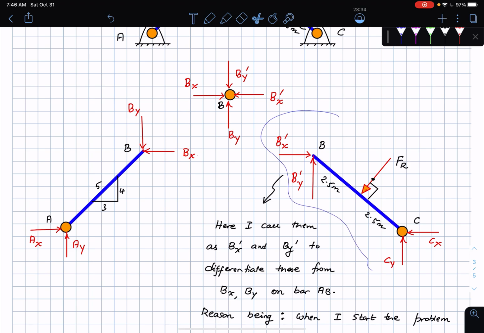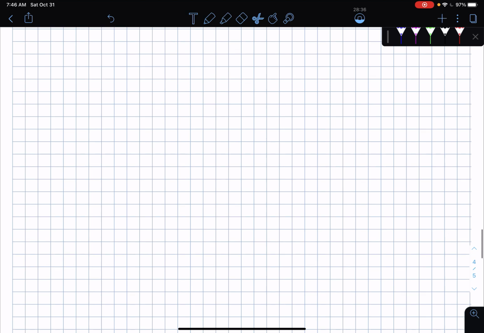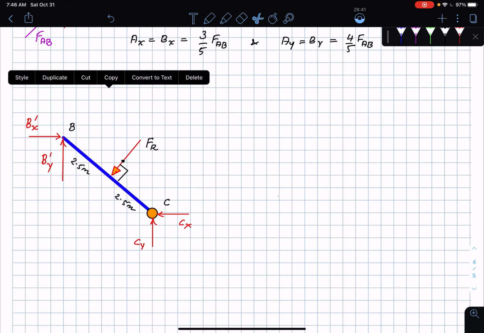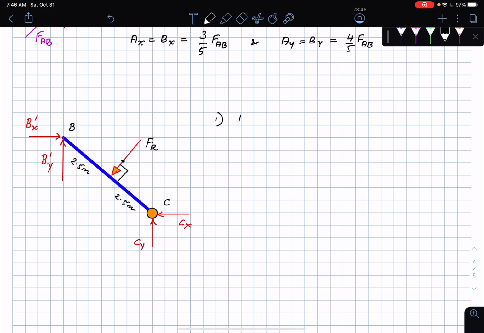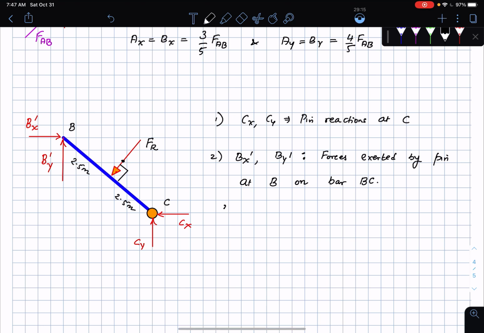Okay, so that's this entire creature here. So I copy that, and then I bring that down here. So as I look at the bar BC, what are the forces acting on it? Okay, so there's a force Cx and Cy, the pin reactions at C. Now this Bx prime and By prime, these are the forces exerted by the pin at B on the bar BC. And then thirdly, I have this force FR, the external load. Okay, FR has a magnitude of 500 newtons, as you know from before.